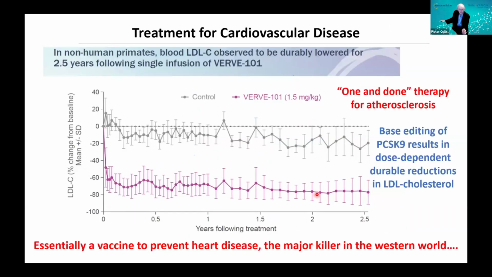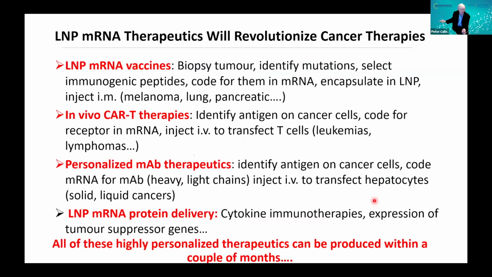Cardiovascular disease, is a company called Verve in Boston, showing that if we gene edit PCSK9, we can knock down the levels of LDL in the circulation. This is kind of a one and done procedure, and it's essentially a vaccine against heart disease, which is of course a major killer. And these are amazing observations that we're making here. I believe that we're going to revolutionize cancer therapies with a combination of vaccines, in vivo CAR T therapies, personalized monoclonals, delivery of, say, tumor suppressor genes to tumors, et cetera, et cetera.